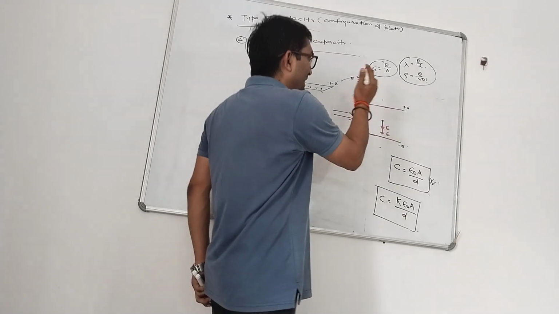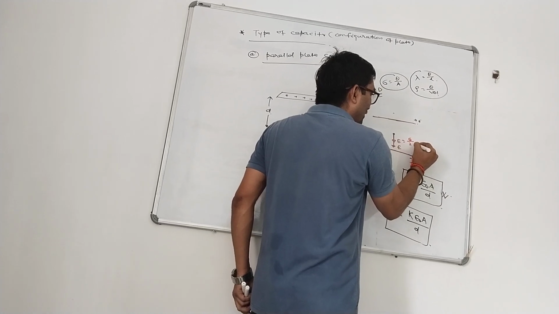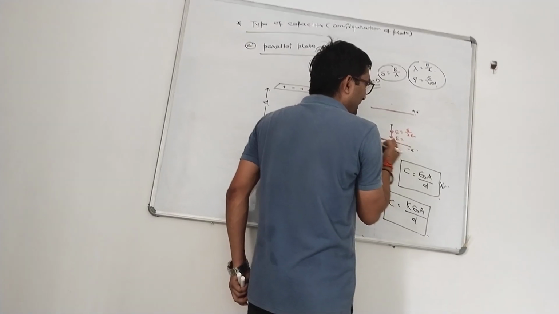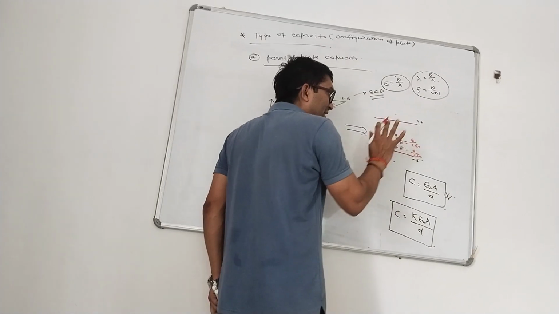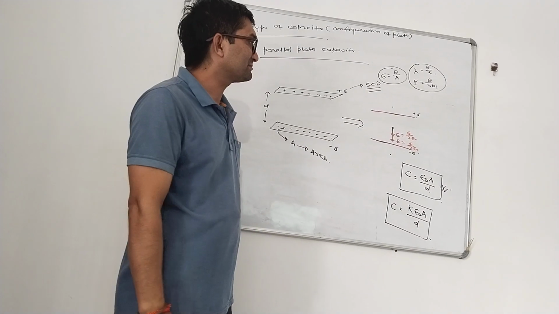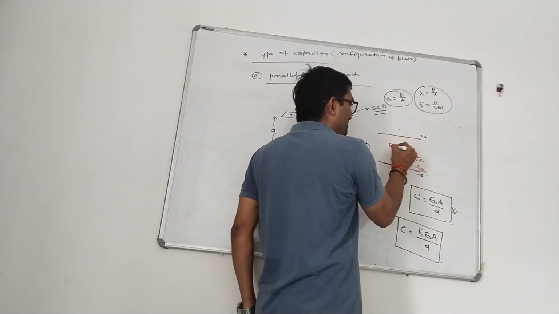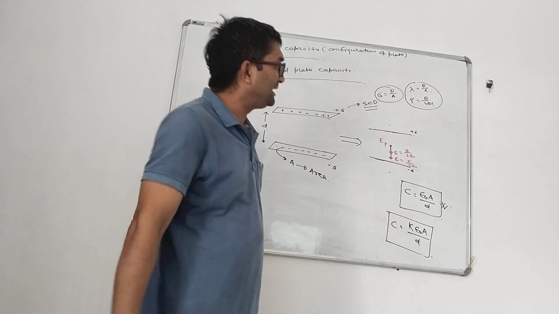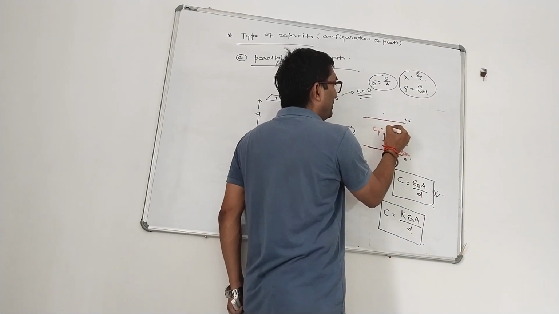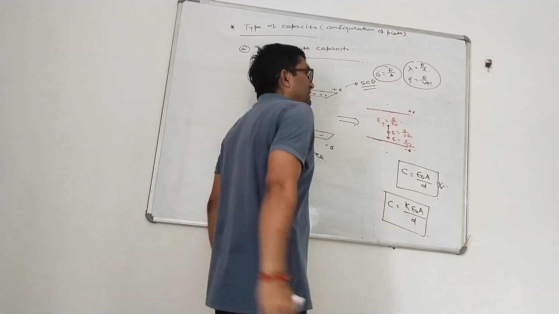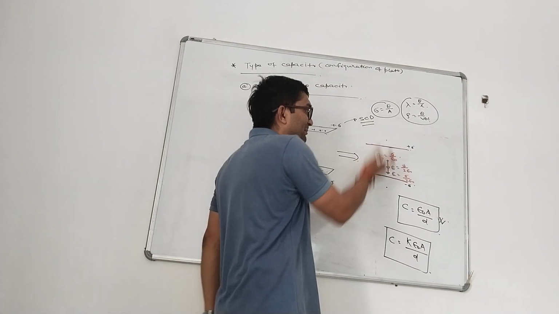From a single plate, the electric field is sigma upon 2 epsilon naught. Here the electric field due to this plate is also sigma upon 2 epsilon naught. I have already discussed these things in electric field. So the net electric field at this point, suppose this point is P, so I write E_P, will be sigma upon epsilon naught.